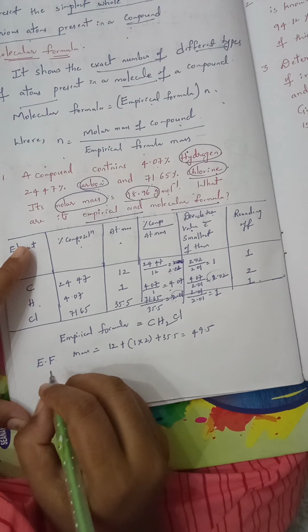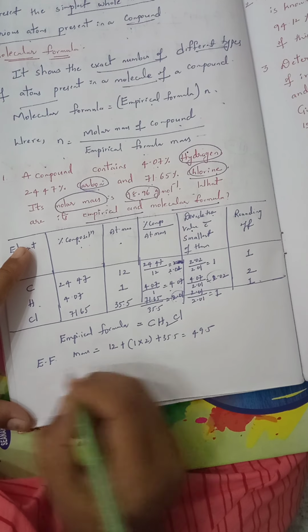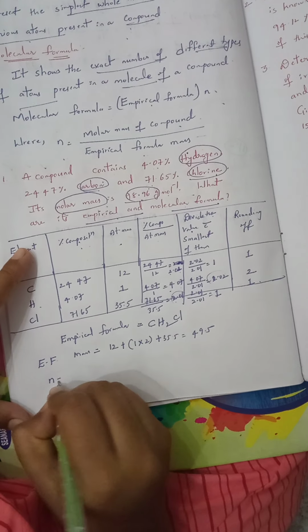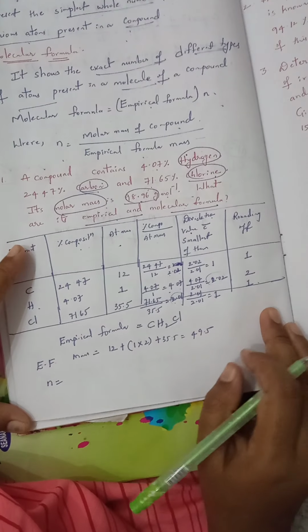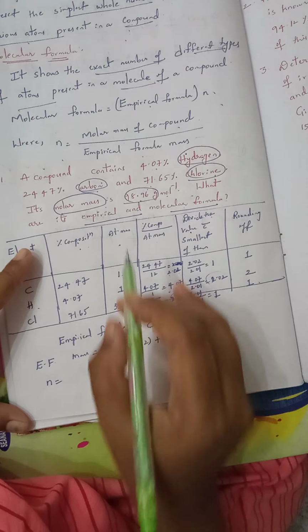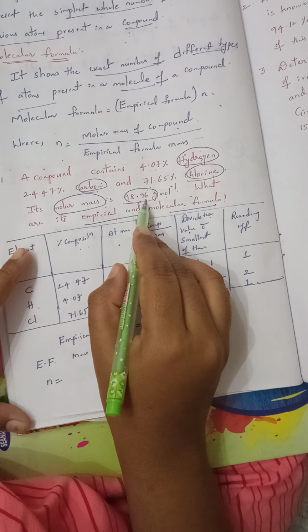Next, we want to find the molar mass, the molecular mass. Before that, you want to know what n is. The n value you know: n equals molar mass of a compound divided by empirical formula mass. Molar mass is already given in the problem.